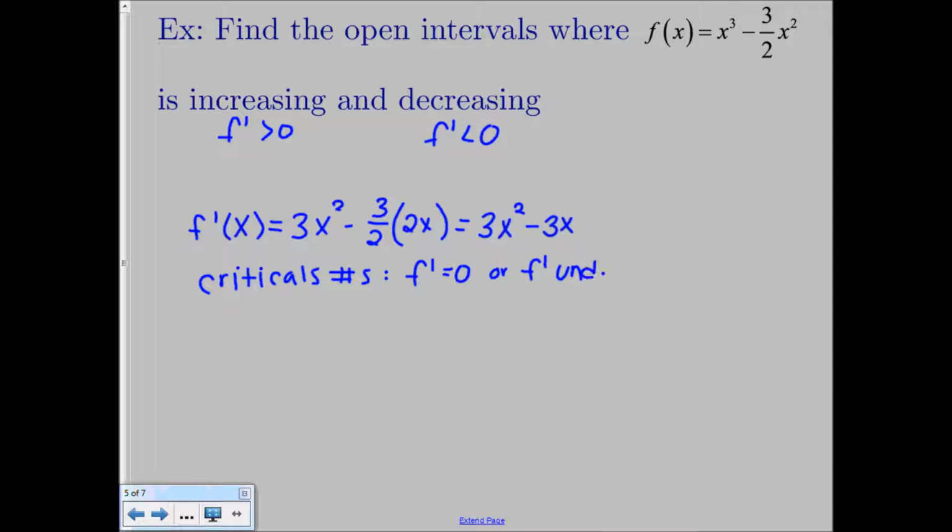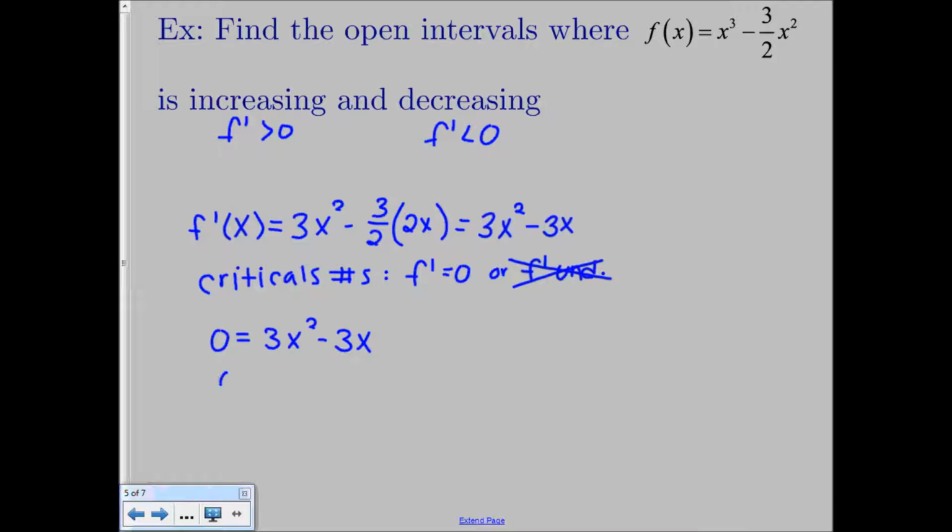Now since we have a nice polynomial derivative, we don't have to worry about the f prime being undefined case, so we'll just cross that off. So we want to set the derivative equal to 0 and solve for those x values, those critical values, because they give us places to start looking for those increasing and decreasing intervals.